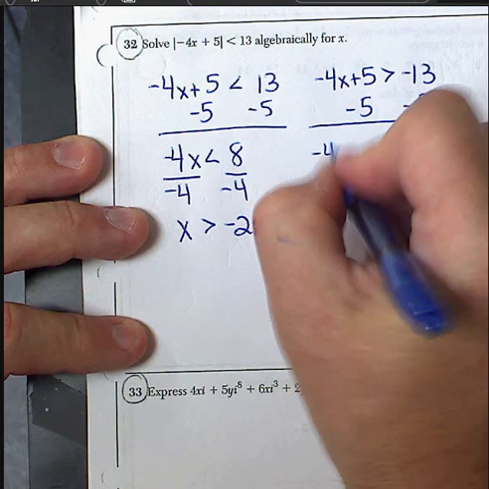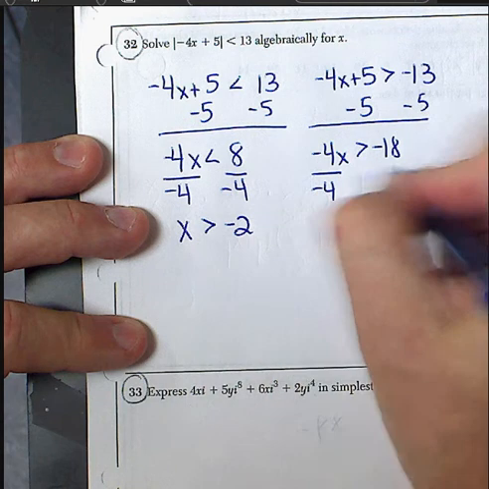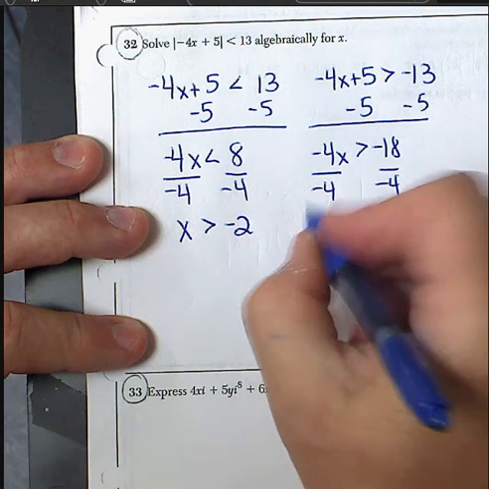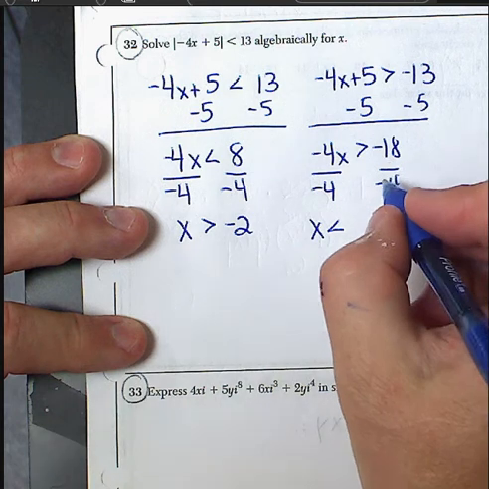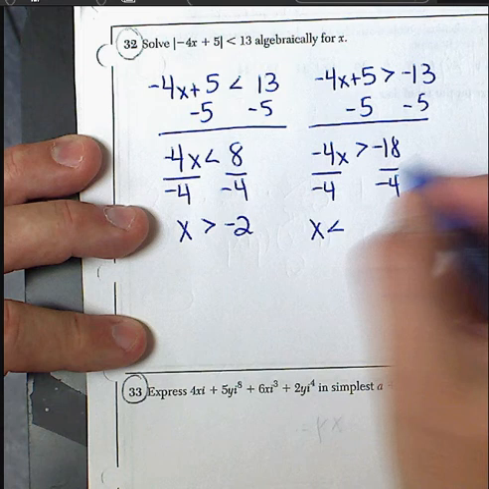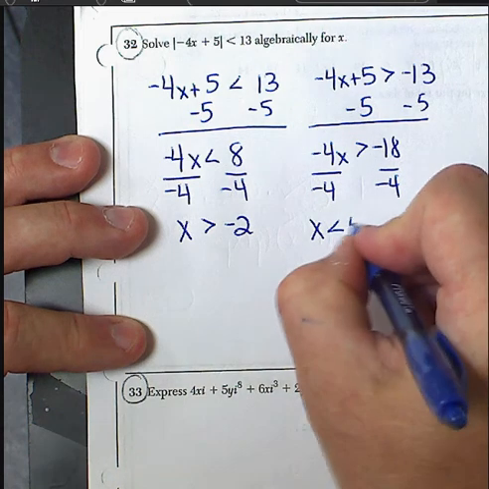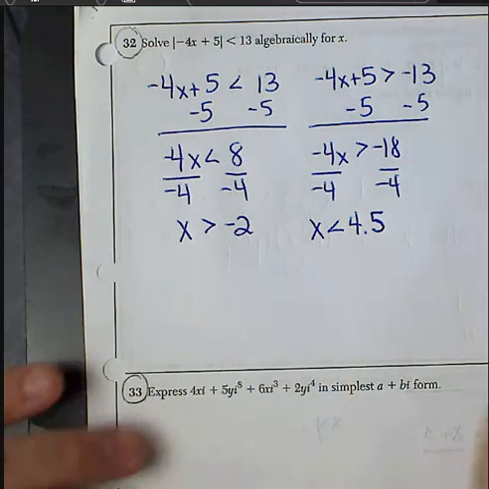Over here, we're going to subtract 5 from both sides. We're going to get negative 4x is greater than negative 18. Divide by negative 4, divide by negative 4. x is going to be less than, when I divide that out, positive 4.5.